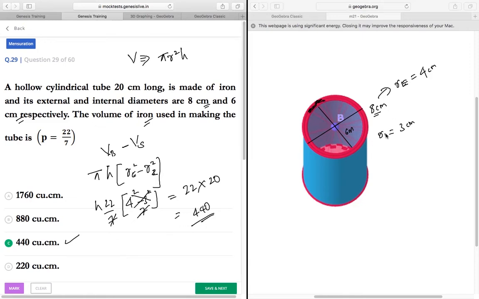Hope this is very clear, whatever you are seeing right on the screen now. So whenever you have questions on hollow cylinders, and if it's about the thickness of the pipe or the cylinder, then you can always go with this direct formula, that is re square minus ri square, where re is the external radius and ri is the internal radius of the hollow cylinder. Fantastic. Let's move on to the next question now.